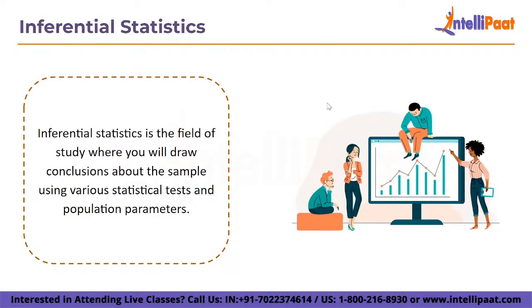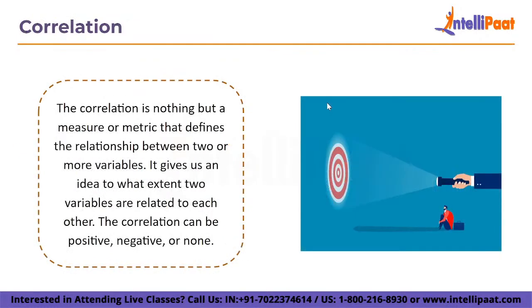The other major concepts involved in inferential statistics, the first one is correlation. Correlation is nothing but a measure that defines the relationship between two or more variables. It gives us an idea to what extent two variables are related to each other. The correlation can be positive or negative, with values between -1 and 1, where -1 shows the strongest negative correlation and 1 shows the strongest positive correlation. Whereas if you have 0 as correlation, it means that there is no correlation at all.